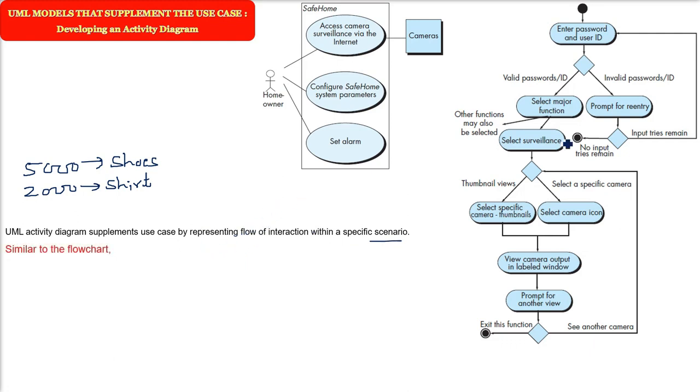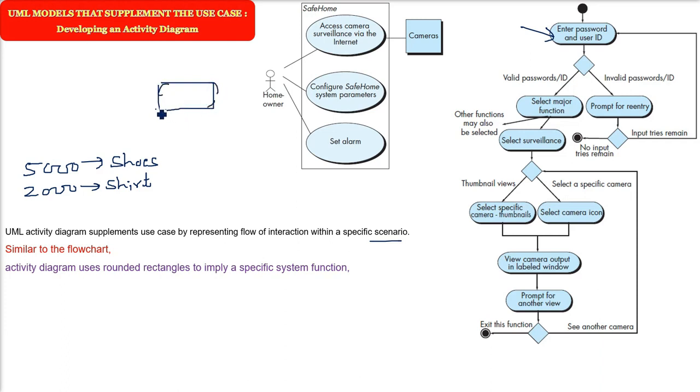This activity diagram is just like a flow chart we have already seen. Here you see the rounded rectangles. This shows a specific system function. Why are we calling it a rounded rectangle? Because it is rounded at the corners, and it is all about writing this specific system function.